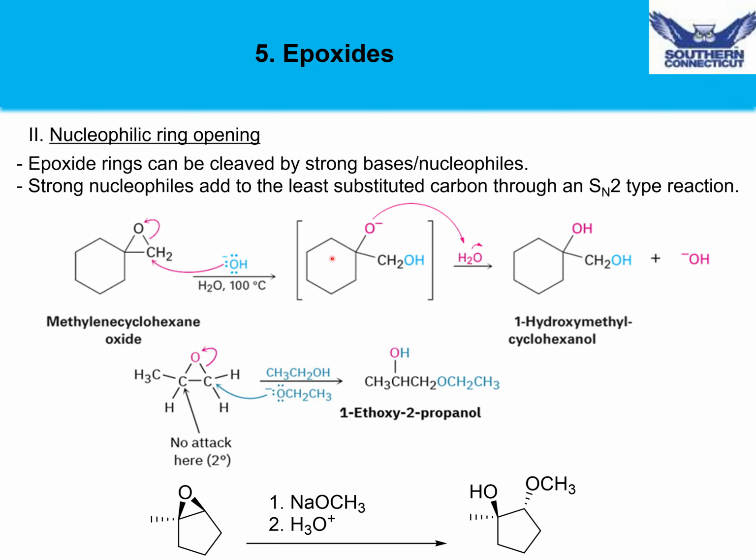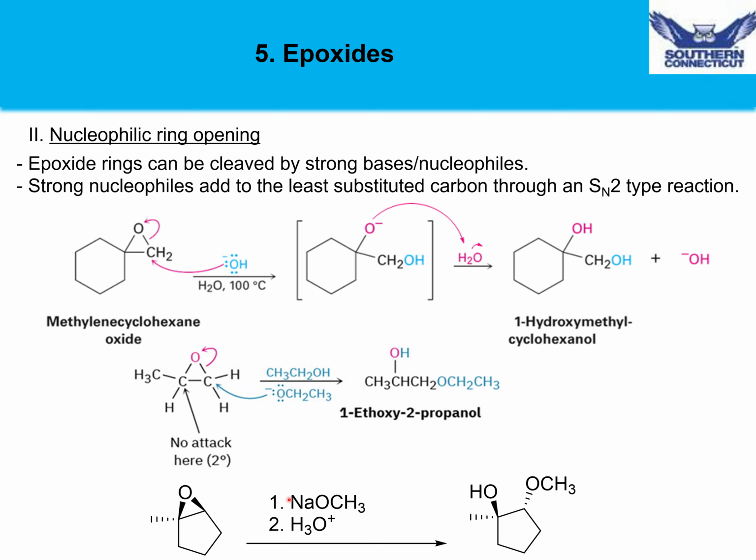That would give us this alkoxide intermediate, which would be protonated by water or some other proton source to give us a 1,2-diol. If we use the conjugate base of an alcohol, like sodium ethoxide, a similar reaction occurs where the nucleophile adds to the least substituted carbon through an SN2 type reaction to give us this alcohol that has an ethoxy substituent on the carbon adjacent to the alcohol.